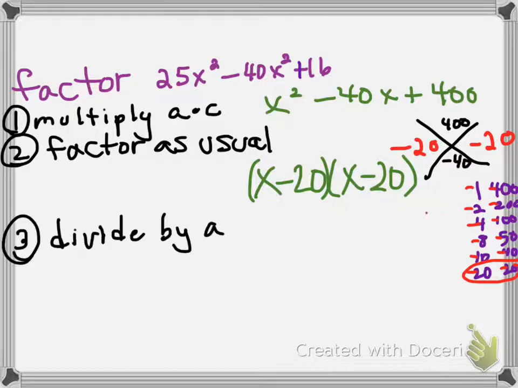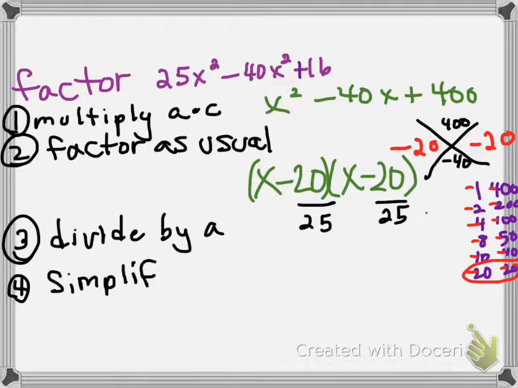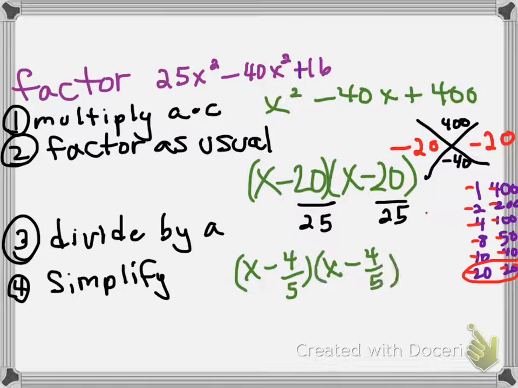The third step is that we're going to divide by a. Remember, a is the number that was in front of the x squared term. And so we're going to divide by 25 for both of those terms. Now we're going to simplify that. Negative 20 over 25, you can use math enter to simplify that. And you get negative 4/5.